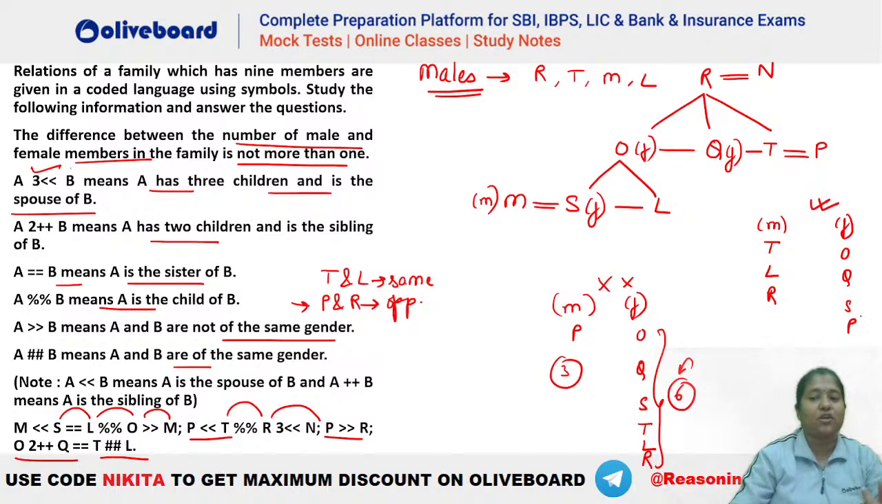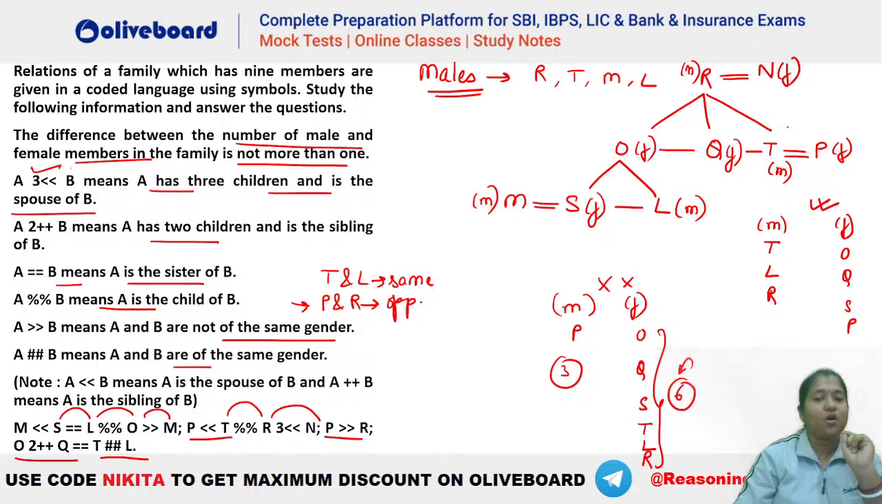So you can see O, Q, S and P will be females. So P has to be a female person, so T will be a male person here. T and L are of same gender, so you can see L is also a male person here, right? Now P and R are of opposite gender, so you can see P is female, so R has to be male and N has to be a female person, right? I hope this is clear, everybody.